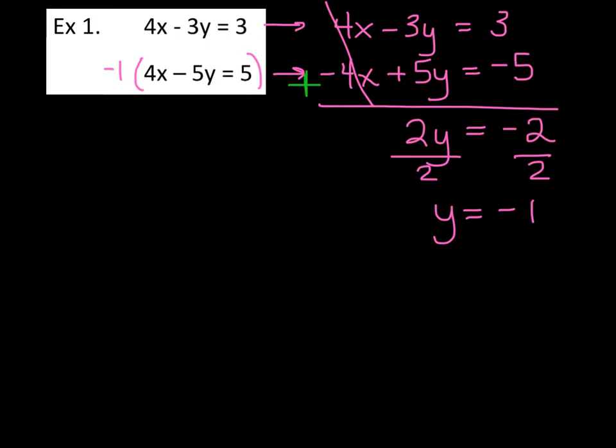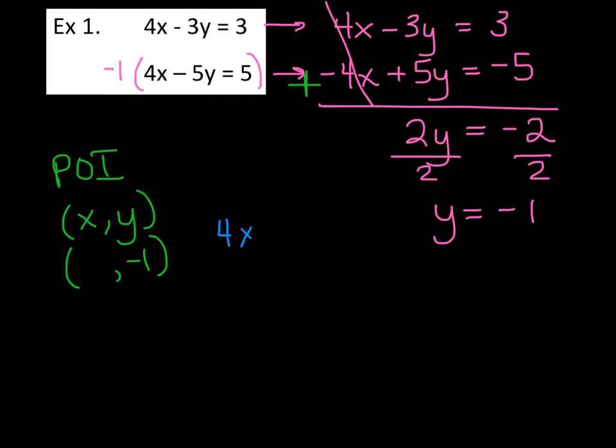But remember, we are solving for a point of intersection. We are solving for an x comma y. So what we have just found, of course, is the y value. Okay, we've just found our y value is negative 1. We still need to find our x. So the next step is to take our negative 1 as y, plug it into either of the original equations, and solve for the x.